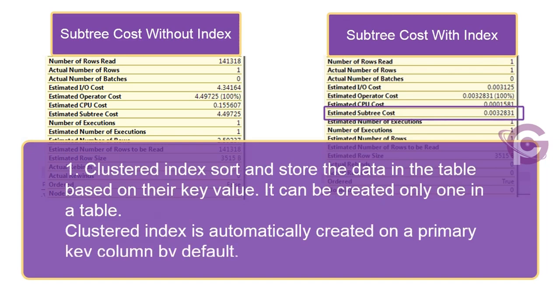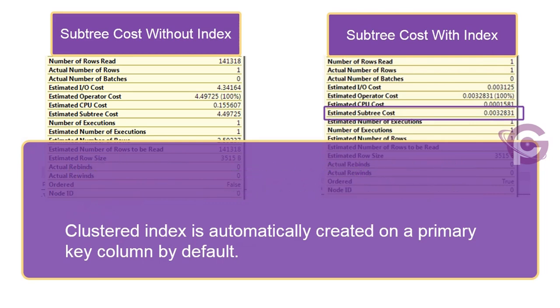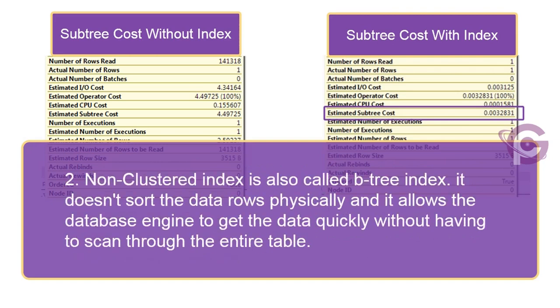A clustered index sorts and stores the data in the table based on their key value. It can be created only one per table. A clustered index is automatically created on a primary key column by default. A non-clustered index is also called a B-tree index. It doesn't sort the data rows physically, and it allows the DB engine to get the data quickly without having to scan the table.